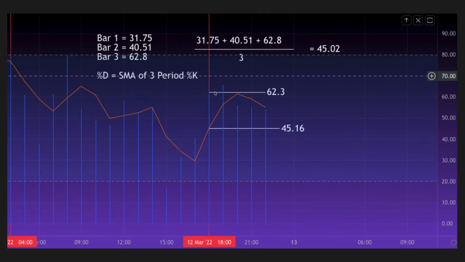So then, indeed, we will find that our slow stochastic calculations checked out because it shows right here we're at 45.16. And same deal here. It's not exact because I just didn't get the exact values for each of these points, but the formulas check out. So that's how slow stochastic is derived. It's just an average of the previous 3 periods for the K stochastic, or the fast one.